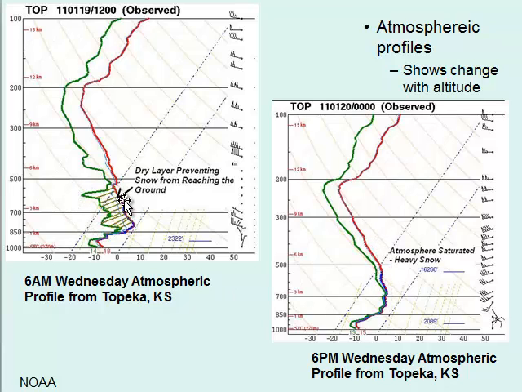Here we have a layer in the atmosphere that prevented snow from reaching the ground, and then by 6 p.m. the atmosphere became saturated, and they had snow falling. So this, you can see, shows all sorts of information as well. Not only humidity and temperature, but also wind speed, direction, pressure, kilometers above the surface. So these atmospheric profiles can show you a lot.